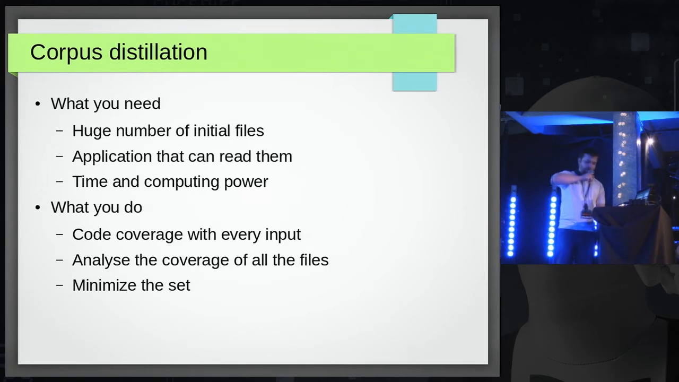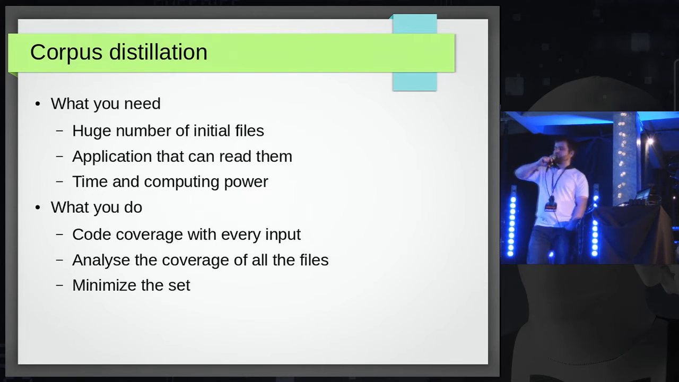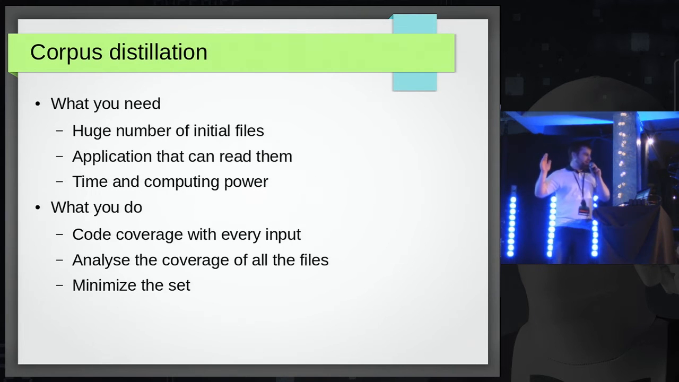What do you need? First, you need a huge number of initial files, a lot of PDF files. You need some application to read them, and you need time and computing power to actually go through all of them. Then you calculate code coverage on each of those files. And then you analyze the resulting code coverage of all of those runs, and you minimize the set. So the final set contains the same code coverage as the initial set.